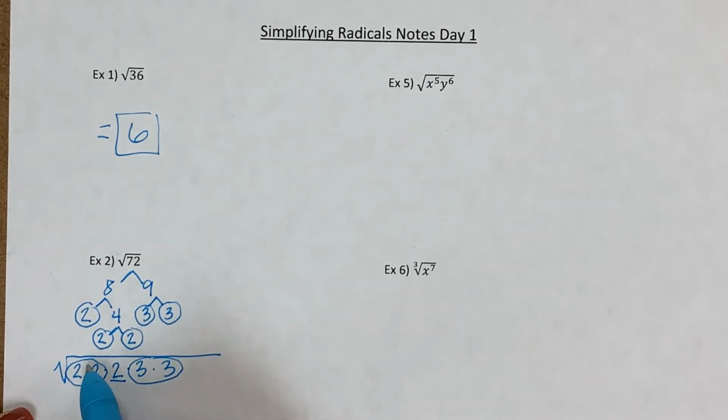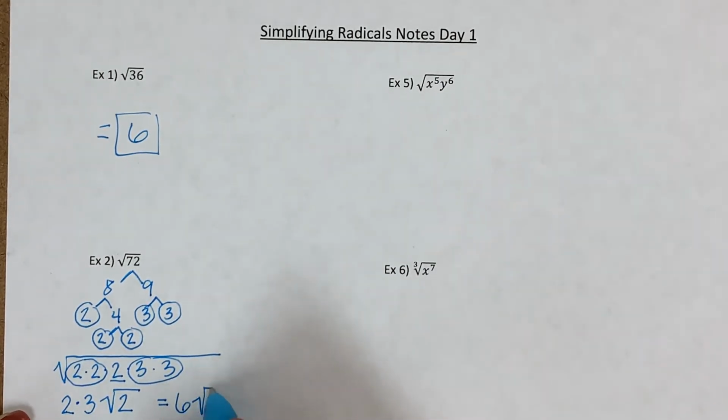So now, anytime you have a pair, we're going to bring it outside of this radical symbol. But when you bring it out, only one of them comes outside. So we brought 1 2 out from that pair, and we're going to bring 1 3 out from that pair. Now, that can't come out, so we leave it inside the square root as 2. Last step is we just simplify. 2 times 3 is 6, square root of 2. That would be our final answer.